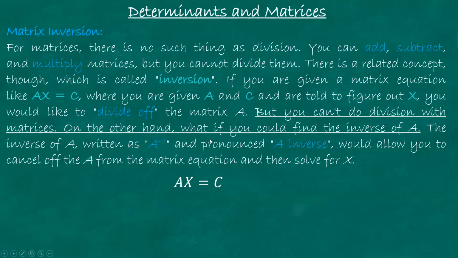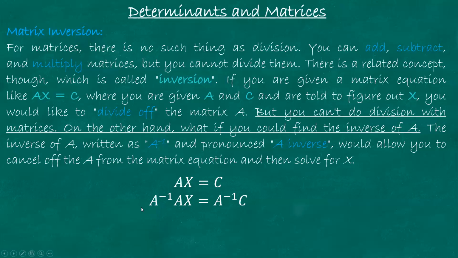On the other hand, what if you could find the inverse of A? So the inverse of A, written as A raised to negative 1 and pronounced as A inverse, would allow you to cancel off the A from the matrix equation and then solve for X. So, iunahan niya. I-multiply natin both sides by A inverse. Ano? Diba? A inverse times A, kung dili lang matrix, 1 raman na.